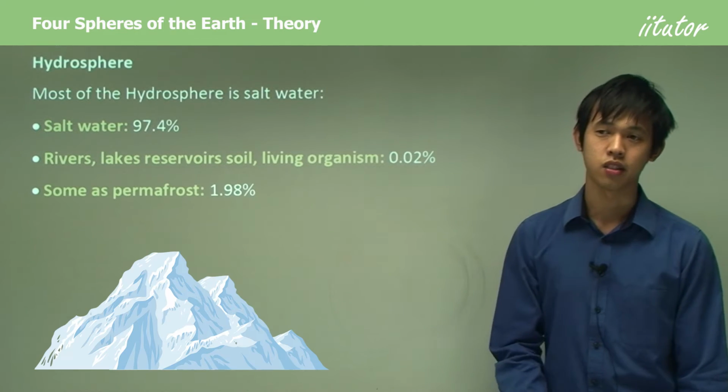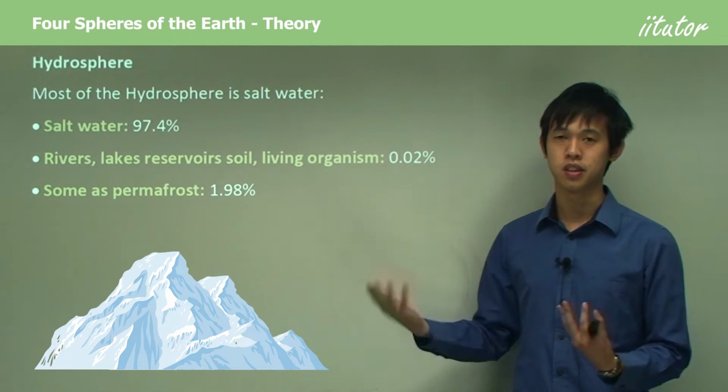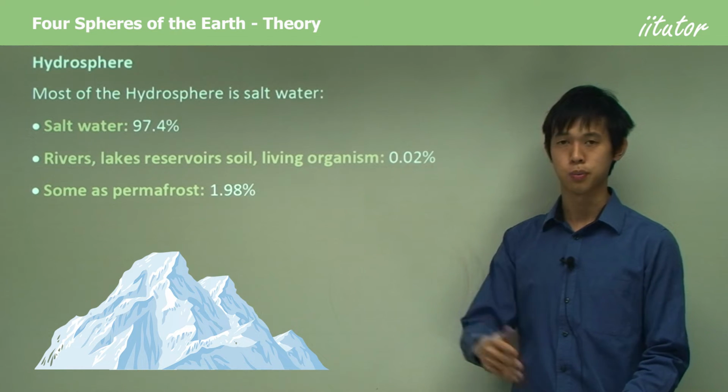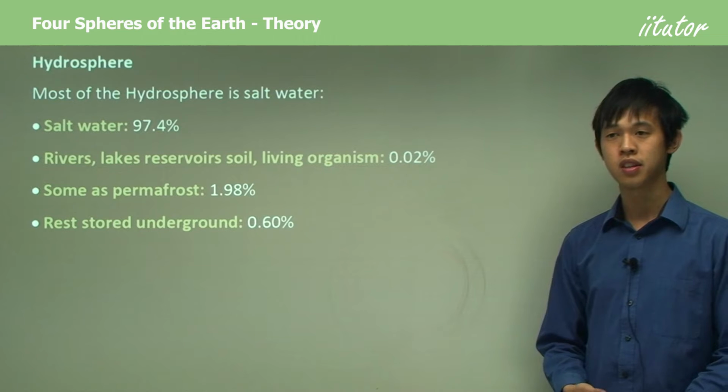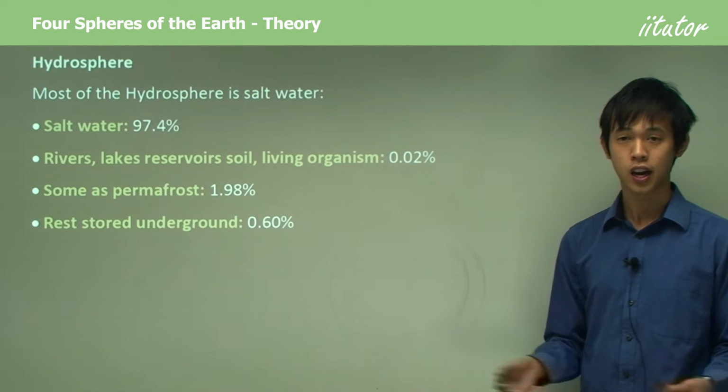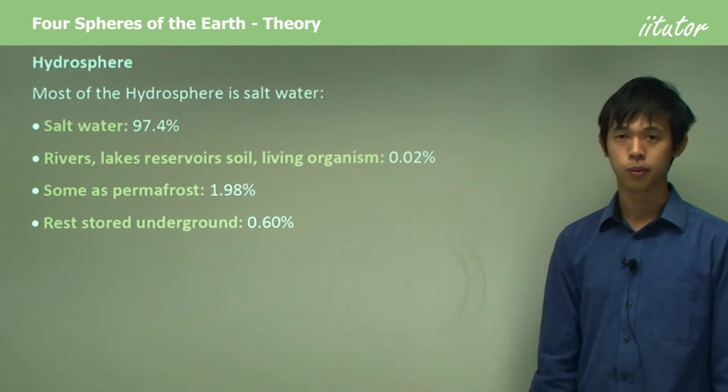Some of the water is frozen as ice in certain areas, called permafrost, and that's about 2%. And the remaining part is stored underground in aquifers. Alice Springs runs on a very large water aquifer under the ground, so that's where they get their water from.